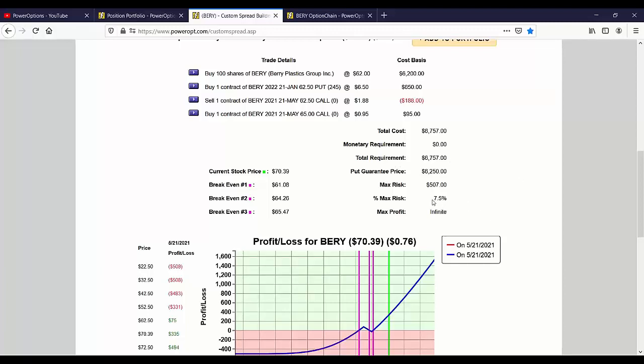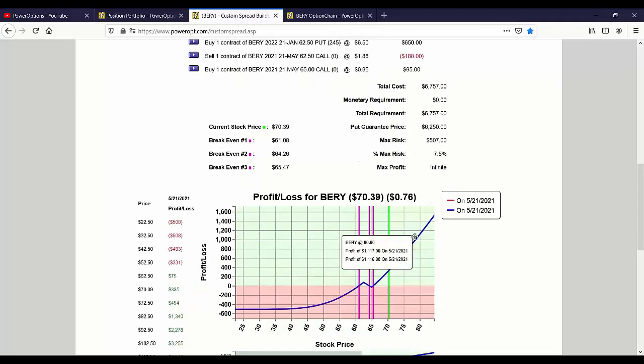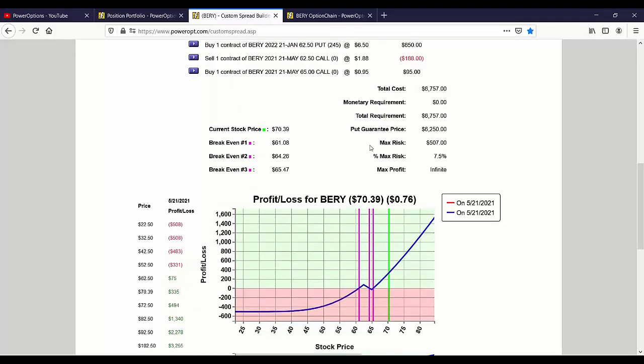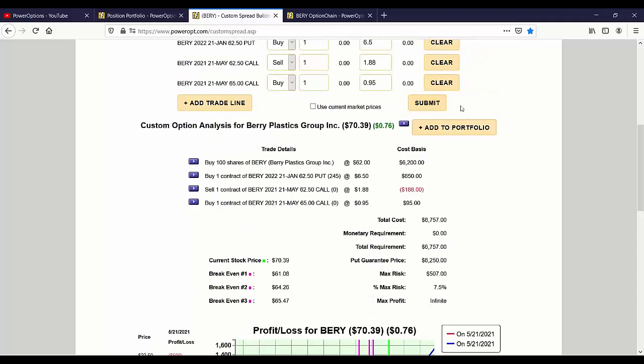So again, we started with a risk of 8.8%. Generated about 93 cents of premium here. That lowers it down to 7.5%. We leave the upside open, and we're probably looking at around a profit of $300 today. Okay, but for comparison, let's go ahead and add that to the portfolio.